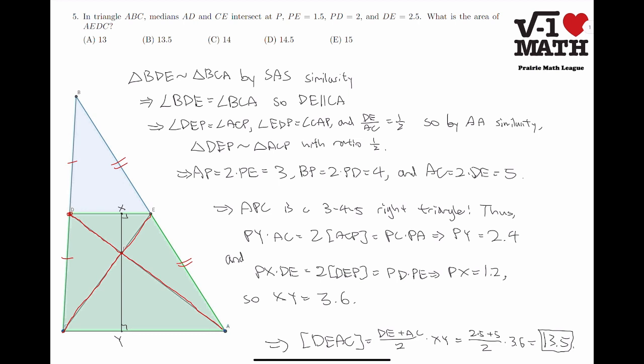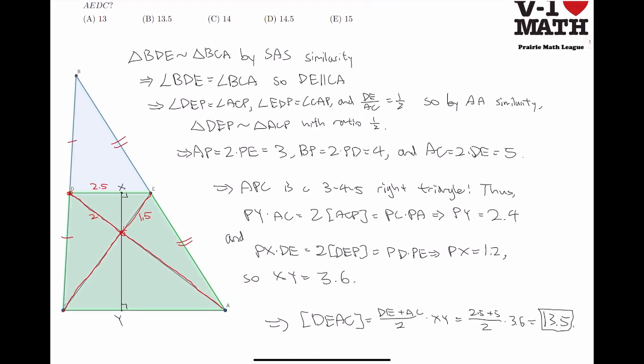We're also given that this intersection is P. PE is equal to 1.5, PD is equal to 2, and DE is equal to 2.5. That's hard to see. 2.5, but they're better. What is the area of AEDC? In other words, the green region.